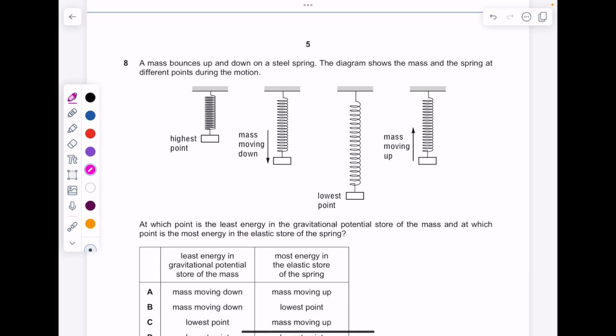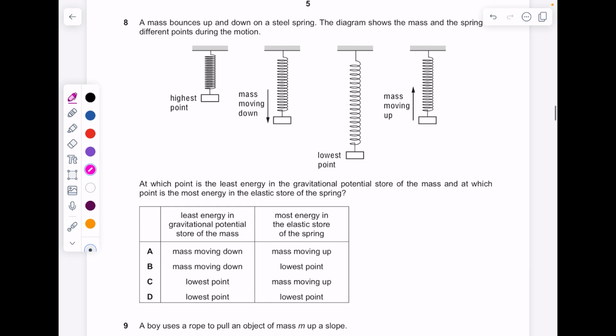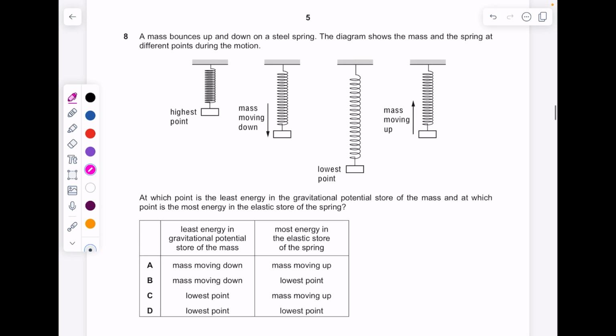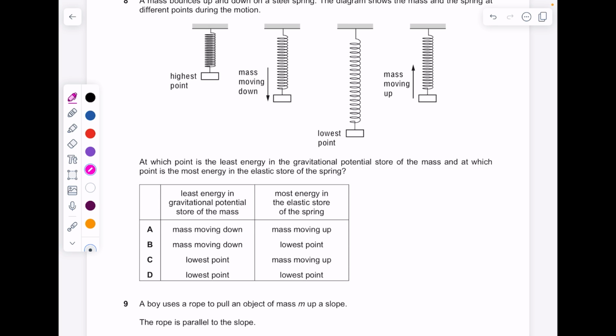A mass bounces up and down on a steel spring. The diagram shows the mass in the spring at different points during the motion. At which point is the least energy in the gravitational potential store of the mass, and at which point is the most energy in the elastic store of the spring? So the least GPE, the least gravitational potential energy, is when the spring is at its lowest point. It's got the least height. And then the most energy in the elastic store of the spring is coincidentally when the spring is at its lowest point, when it's most stretched. So the answer here is D.